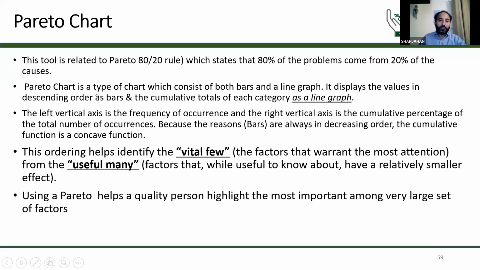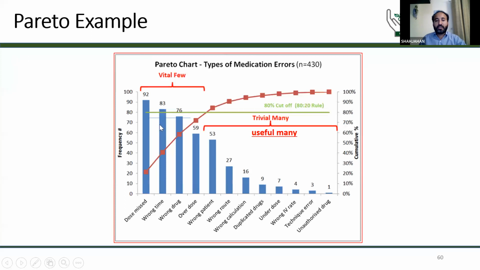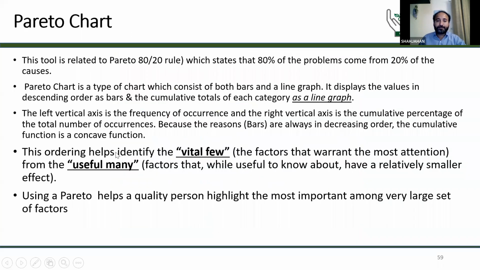So what is this Pareto chart? It is a type of chart which consists of both bars and a line graph. It displays the values in descending order as bars, and the cumulative total of each category as a line graph. As you can see here, we have the bars, and here we will calculate the cumulative frequency of the issues, and then we will diagnose what are the 3 or 4 major causes which are making the 80% problem. This is the 80% problem, the vital few, and this is the other problem.